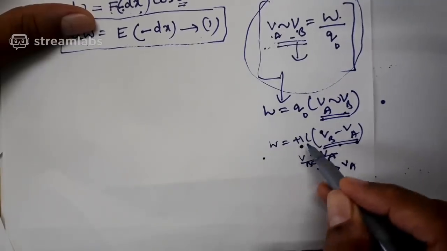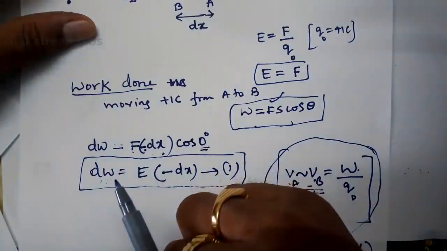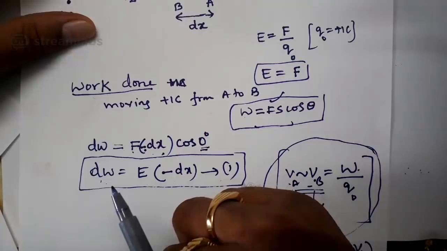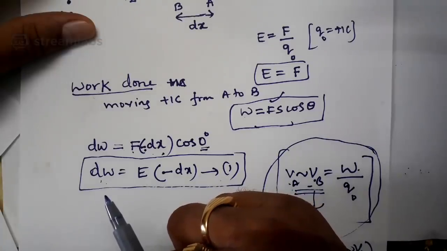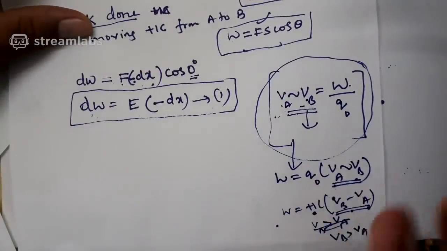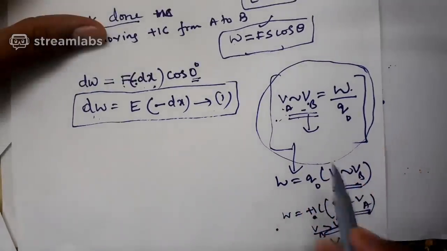That means work done is also positive. Work done positive indicates that work is done against the electrostatic force. Keep that in mind. Work done negative means work is done by the electrostatic force. Again I'll repeat: work done is positive means work is done against the electrostatic force. Work done is negative, indicating that work is done by the electrostatic force. That is the difference. This I wanted to highlight.